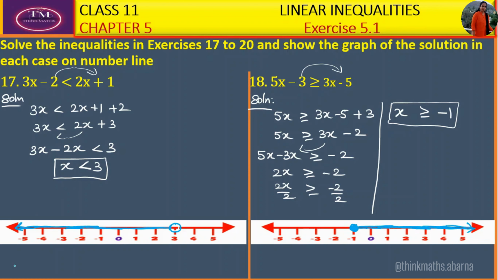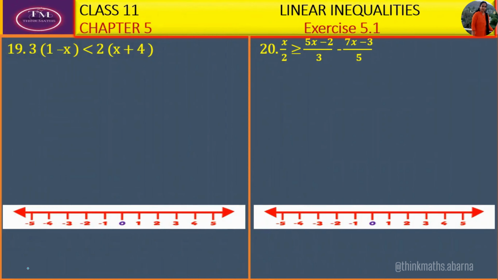Clear? So moving on to the 19th problem. This problem also involves representing the solution in a number line. Here what is given? 3 into 1 minus x less than 2 into x plus 4. First let us multiply on both sides. So 3 into 1 is 3 minus 3 into x is 3x, less than 2 into x is 2x plus 2 into 4 is 8. Now what will we do? Take the constant to the right side. So remaining we have minus 3x less than 2x plus 8.